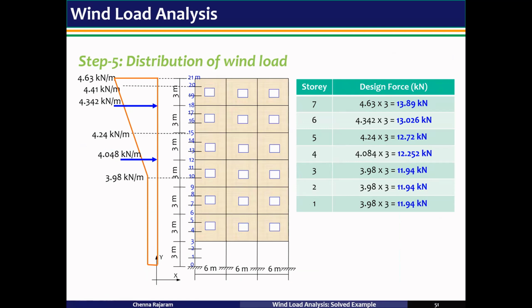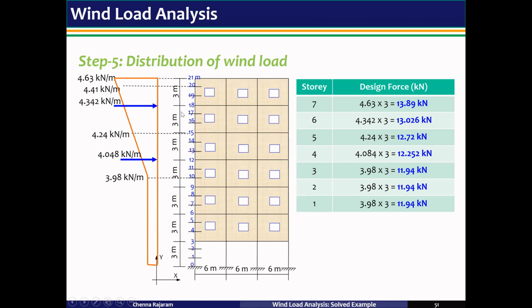Now, after arriving at the wind load at various heights, we have to distribute the wind loads along the height of the structure. So the table is given with respect to the story height, story 1, 2, 3, 4, 5, 6 and 7. And the design force values are given, with the distribution represented here. From 0 meters to 10 meters, the value is 3.98 kilonewton per meter. At 15 meters, 4.24 kilonewton per meter. At 20 meters, the value is 4.41. At 21 meters, the value is 4.63 kilonewton per meter.